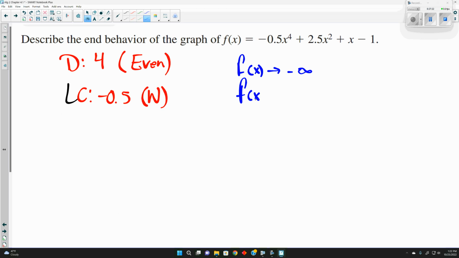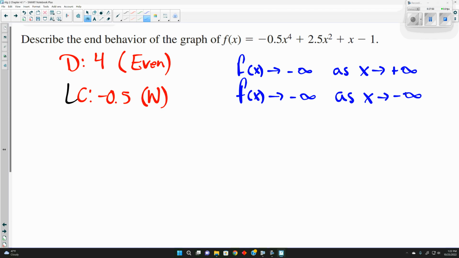And f of x is going to approach negative infinity, because with even degree, f of x is going to approach the same thing at both ends. They're either both going to approach positive infinity or both going to approach negative infinity, as x approaches positive infinity and x approaches negative infinity.